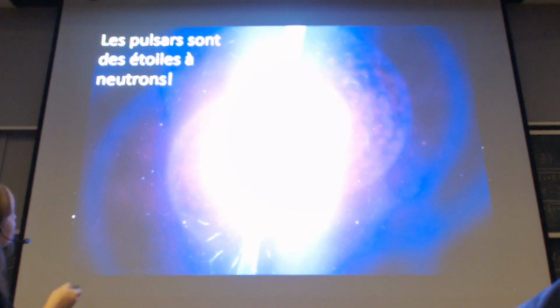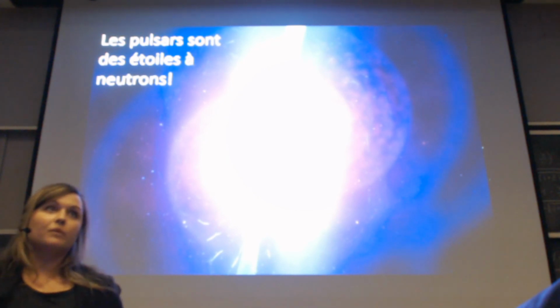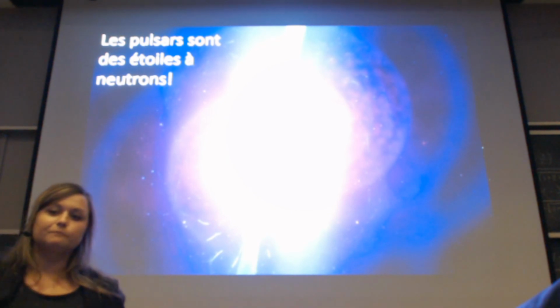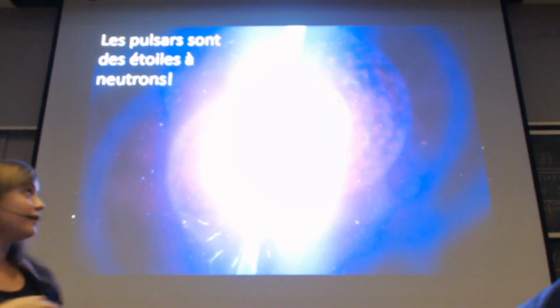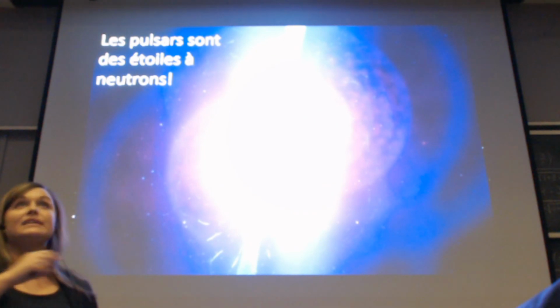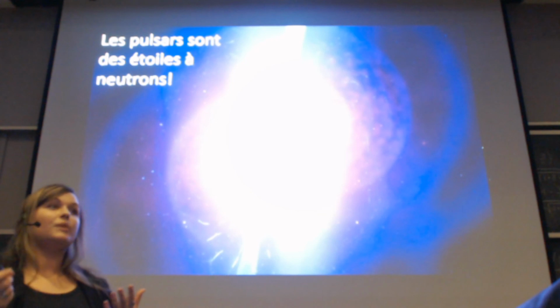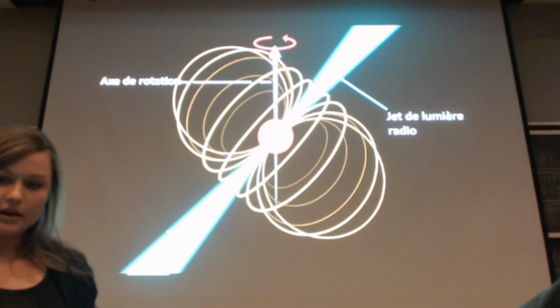This is an artist's representation, by the way. We've never seen that. But we see these magnetic field lines, and at the poles, that's where we expect a radio jet to be formed and emitted into space. That's the idea of where the radio light would come from. And then each time the star rotates, if the alignment is right, you might see a pulse. So I'm going to go into more detail to really understand that.